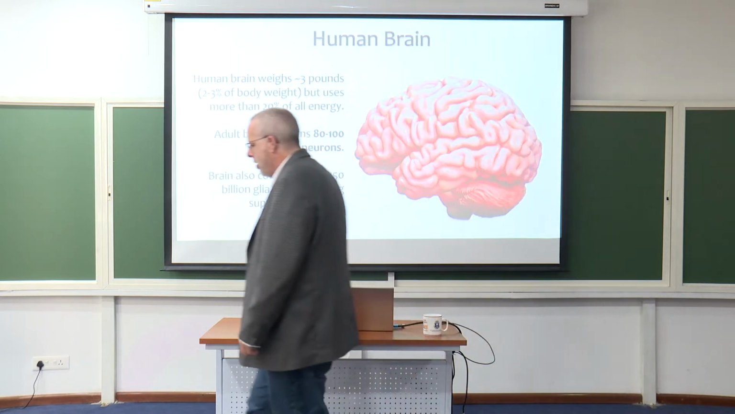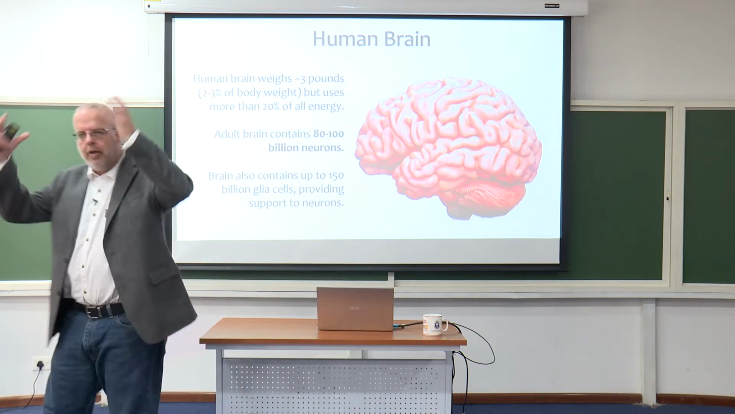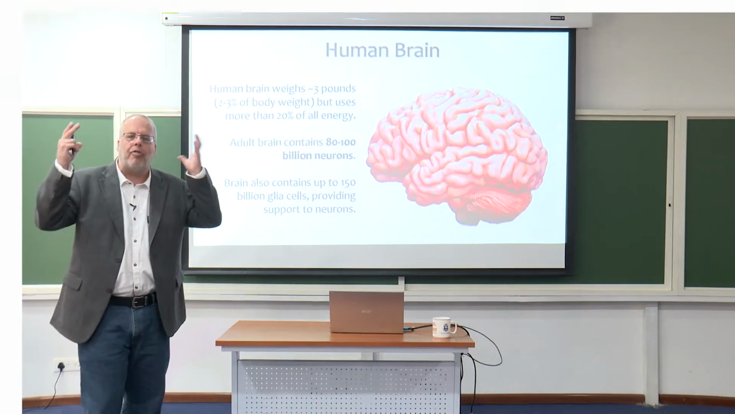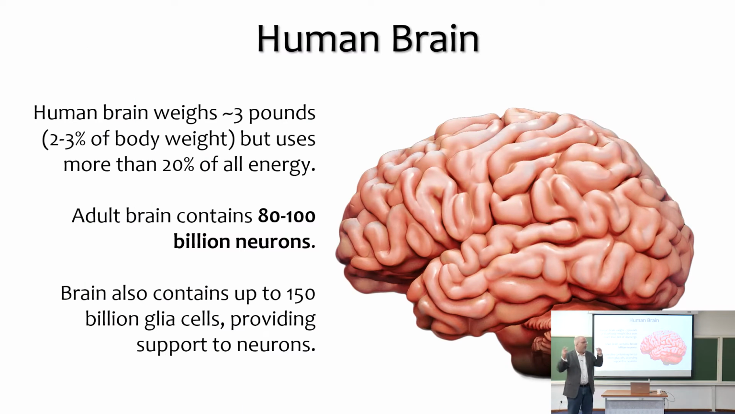With regard to the brain itself, it's not real big, right? It sits inside of your head. It's about 3 pounds on average, and that's usually about 2 to 3% of a person's overall body weight. But critically, that very small brain uses 20 to 25% of all the body's energy. So it really needs a lot of energy input in order to function correctly.